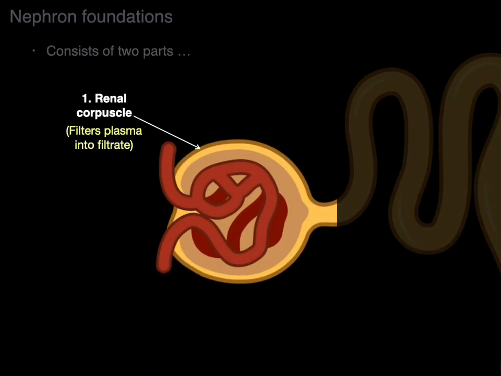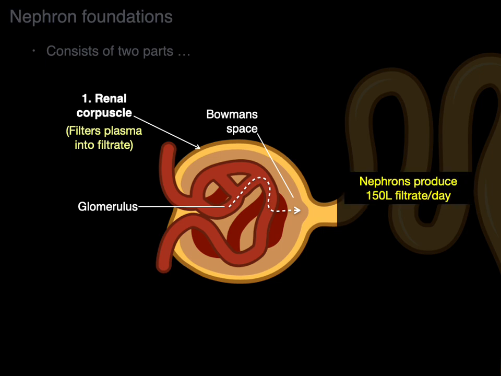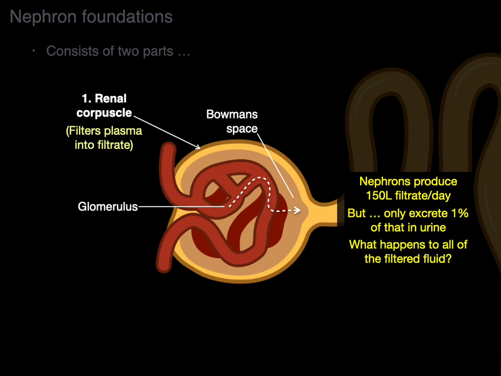There's the renal corpuscle that filters plasma into filtrate. So there's the glomerulus, which is a capillary where plasma then filters through into Bowman space and is now called filtrate. The nephrons produce 150 liters of filtrate per day, but we only excrete 1% of that in urine. So what happens to all that filtered fluid?